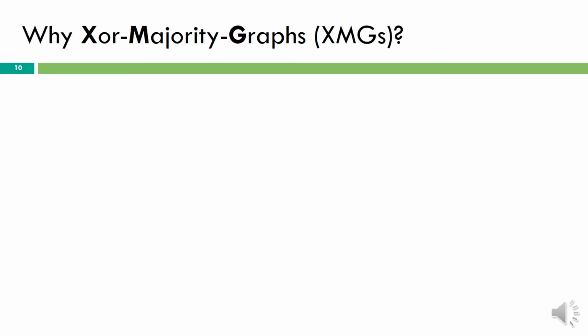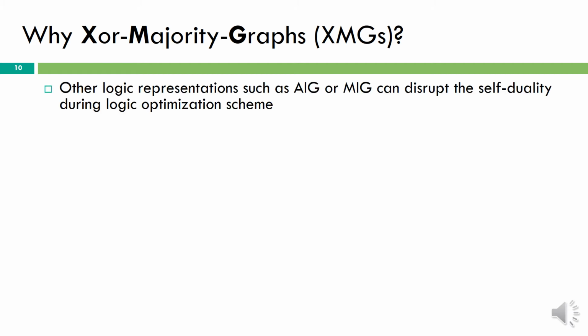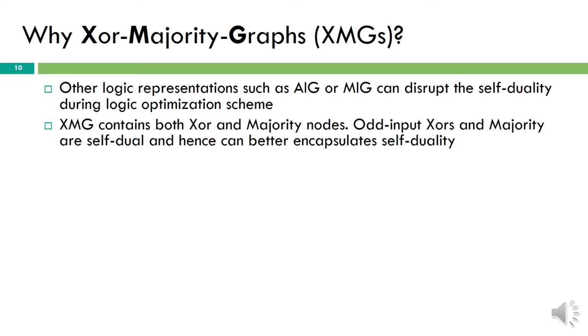So why have we used XOR-Majority Graphs when we have interesting graph structures and logic representations such as AIGs or MIGs? Other logic representations such as AIG or MIG can disrupt the self-duality during logic optimization. XMG contains both XOR and majority nodes. Odd-input XORs and majority are self-dual and hence can better encapsulate self-duality.